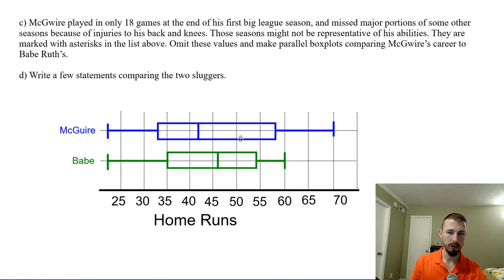Okay, so those are called parallel box plots because they're on the same scale and they're right above each other, so it makes it easy to compare the two. Write a few sentences comparing the two sluggers.